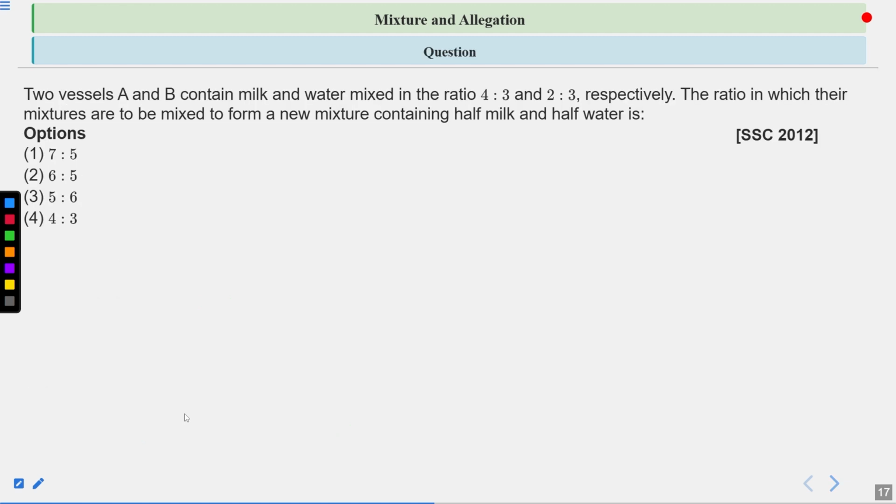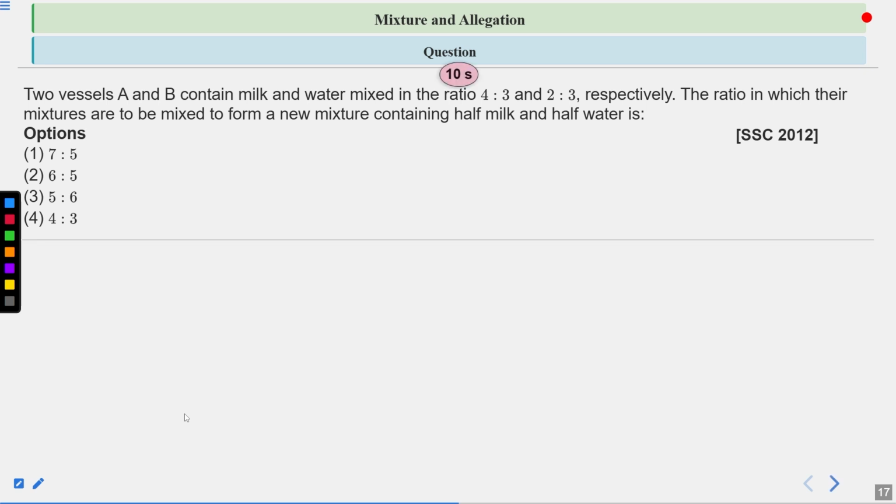Two vessels A and B contain milk and water mixed in the ratio 4:3 and 2:3 respectively. The ratio in which their mixtures are to be mixed to form a new mixture containing half milk and half water. And this question was asked in SSC exams in 2012. So there are four options. First one is 7:5, second is 6:5, third one is 5:6, and fourth one is 4:3.